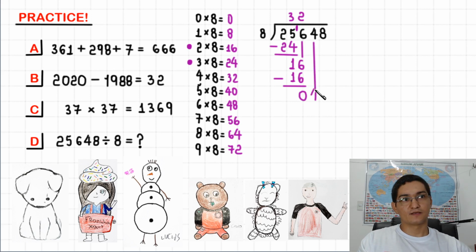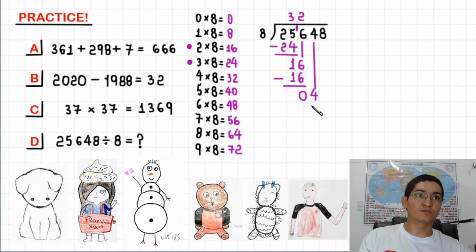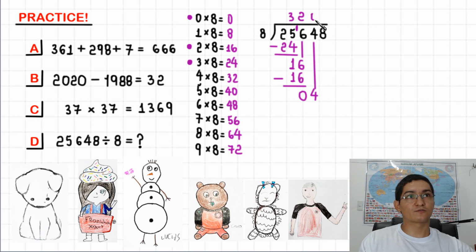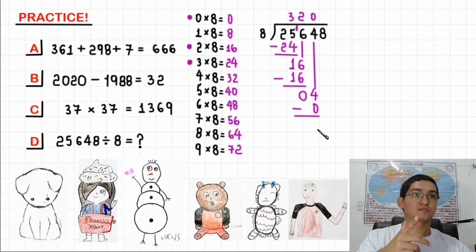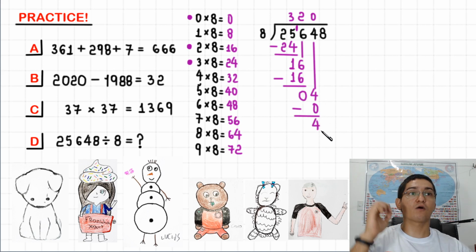It's 4. The 0 on the left can be ignored. Now we ask, how many times does 8 go into 4? Not even once. Well, that is the same as 0. So I write 0 here. 0 times 8 equals 0. I write 0 here and I do the subtraction. I do not hide this step so you won't forget about the 0 here. 4 minus 0 is still 4 and we are almost done.